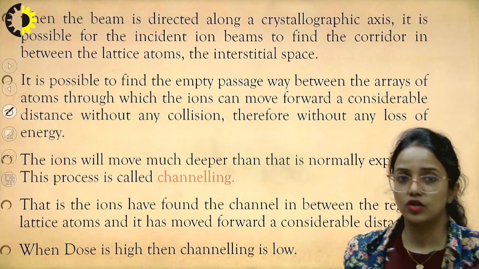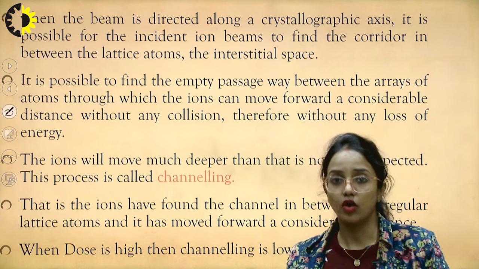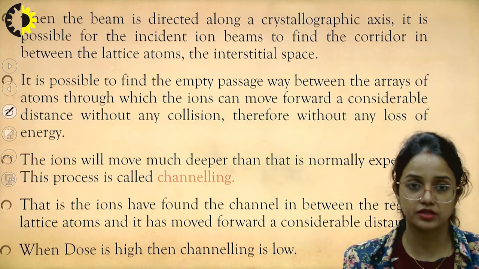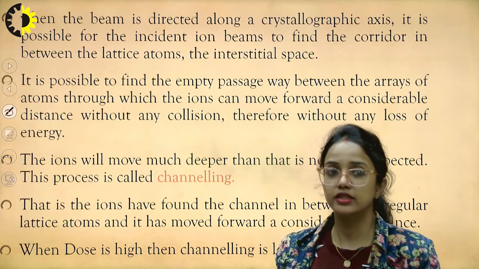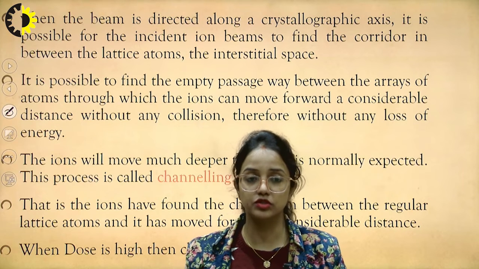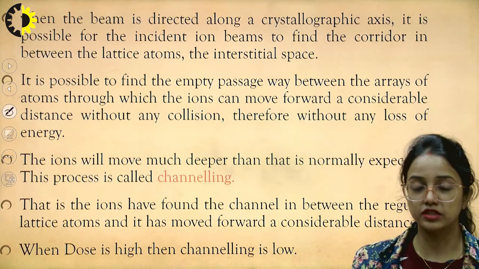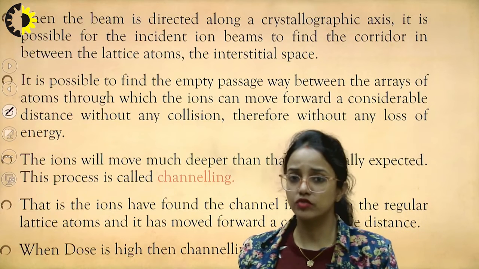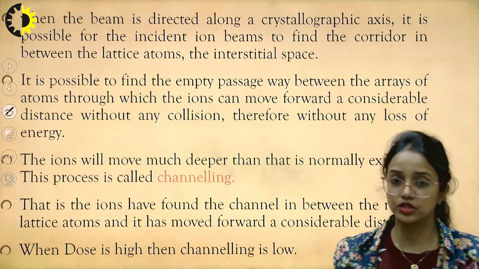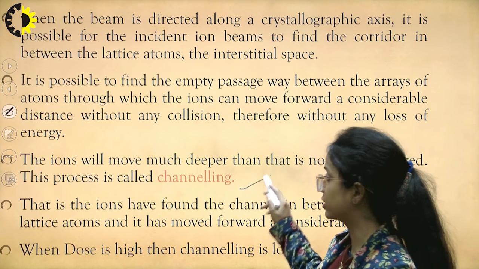When the beam is directed along a crystallographic axis, it is possible for the incident ions to find a corridor between the lattice atoms and the interstitial space, an empty passageway between the array of atoms through which the ions can move forward a considerable distance without any collision, and therefore without any loss of energy. Ions which move much deeper than normally expected is called channeling.